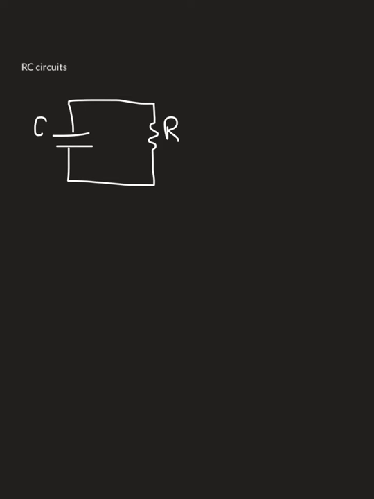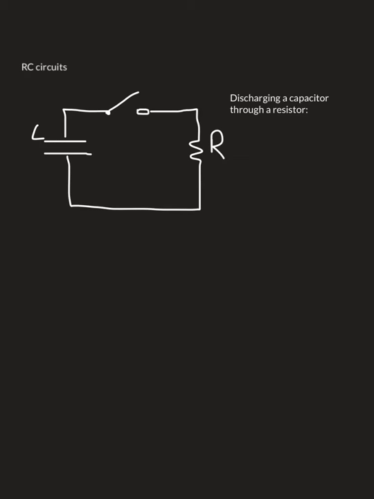So these circuits need something dynamic to happen in order for them to be interesting or worth talking about. And that dynamic thing is going to happen when we open or close a switch. So here's a drawing of an RC circuit with a switch. This switch is in the open position because the end of the switch is not actually touching this wire terminal.